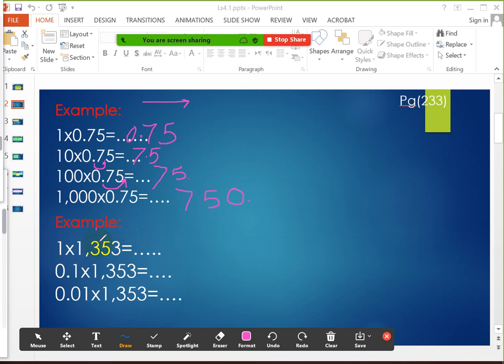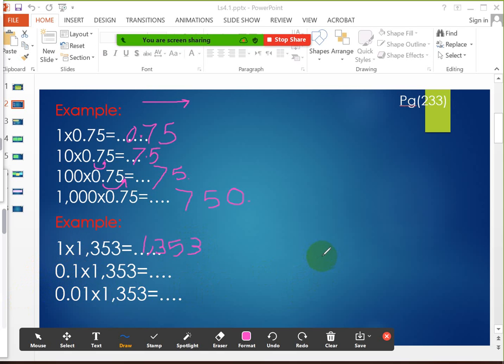Okay? Now, first thing, I want to write the multiplication pattern. First thing, 1 multiplied by any number equals the same number. That means 1 multiplied by 1,353 equals 1,353. Okay? Now, what about this multiplication? Look, here I want to multiply by 0.1. 0.1. Okay.